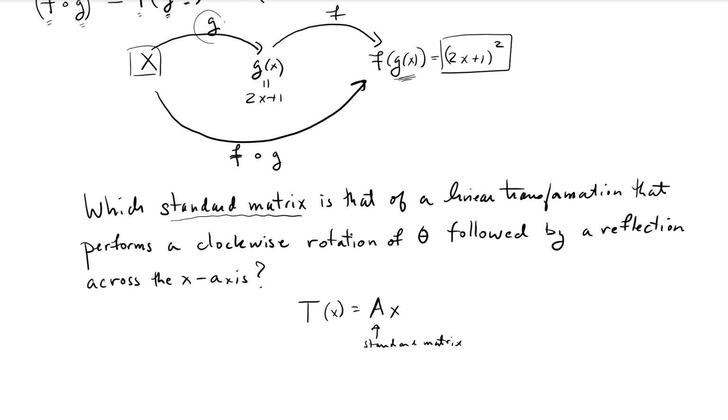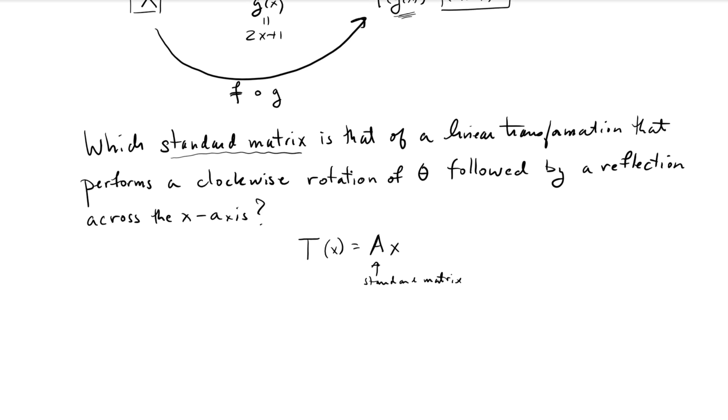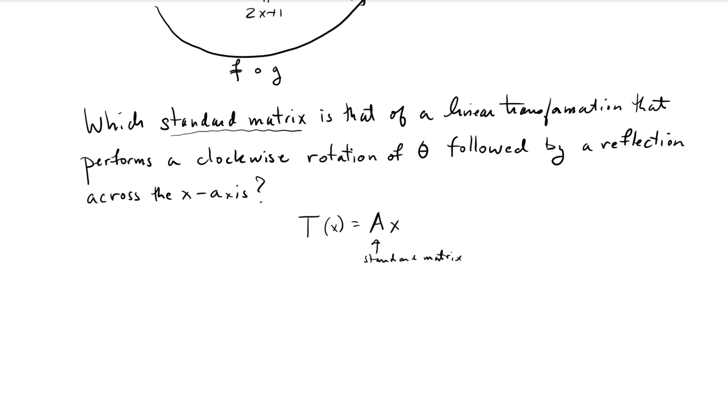Now we have seen the standard matrices for the two transformations that we talk about in the question. We've seen the standard matrix that performs a clockwise rotation of theta, and we also saw the standard matrix of a reflection across the x-axis. So maybe let's start by writing those down just to remember what those are.